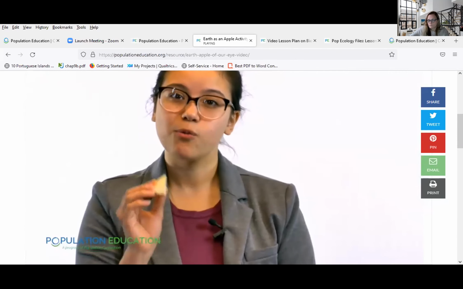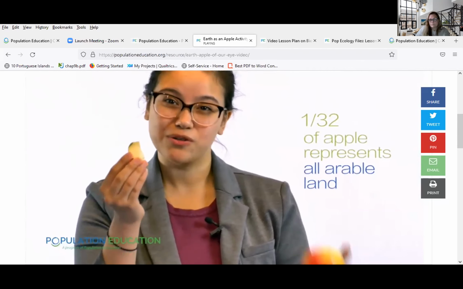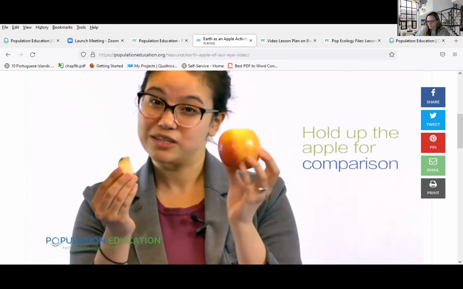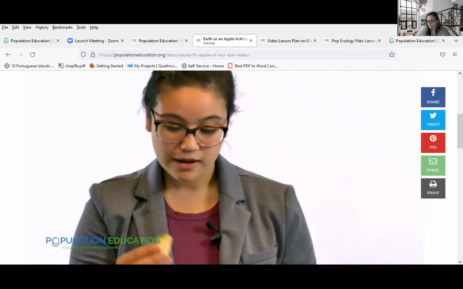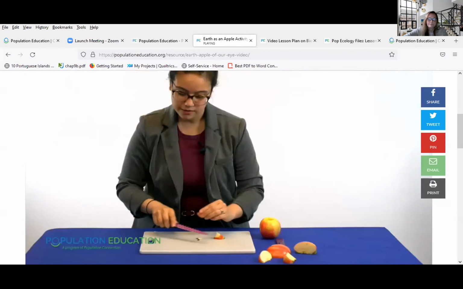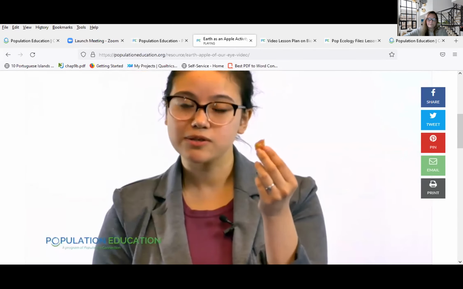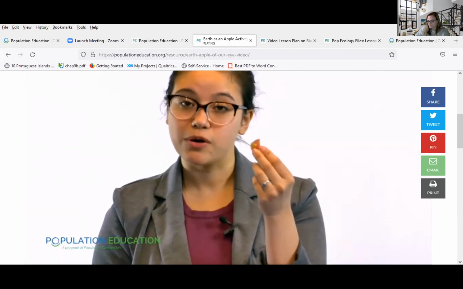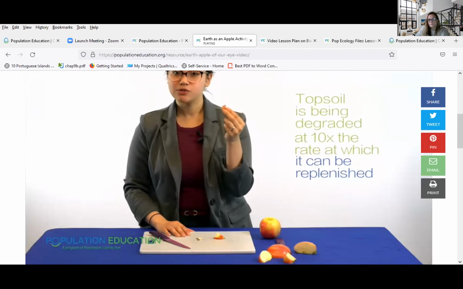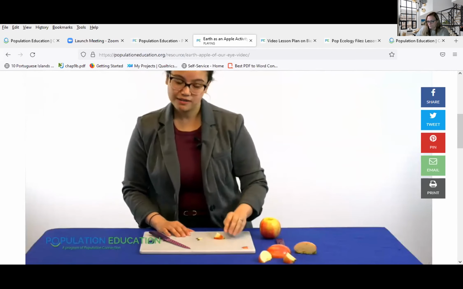We now only have 1/32 remaining. This is how much of our total earth we can use for farming. It helps to also show students the earth once more. Next, cut a tiny piece of the peel off of that 1/32. This represents our topsoil. It's important to remind students that topsoil is the nutrient-rich soil that we use to grow our crops. It's being degraded at 10 times the rate it should be in order to use it for sustainable farming practices. You can then set this piece aside.